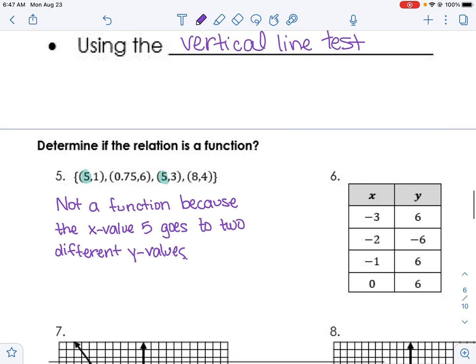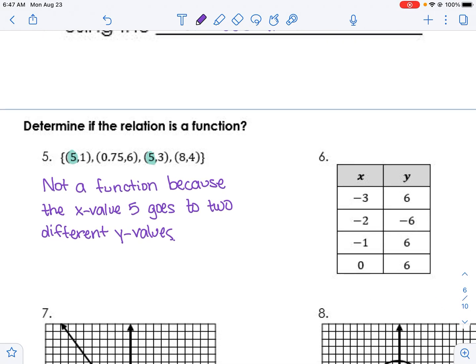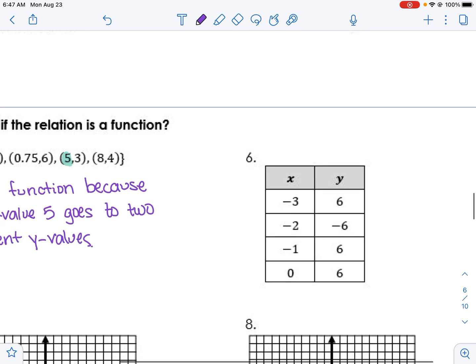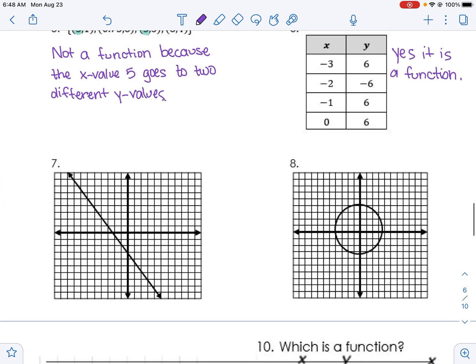Okay, looking at the next one, we have a table. It goes -3, 6, -2, -6, -1, 6, and 0, 6. Okay, I look at my x values, nothing repeats. So yes, this is a function. Okay, no x values repeat. It does not matter if the y values repeat, just the x values cannot repeat.